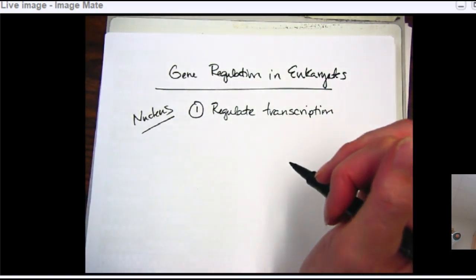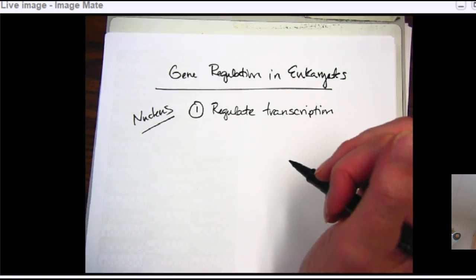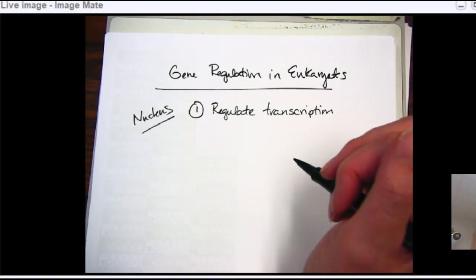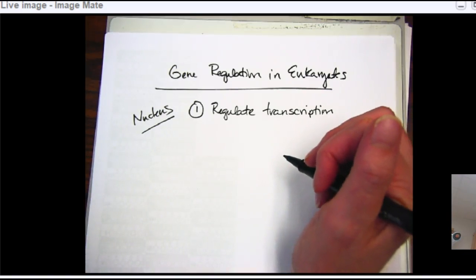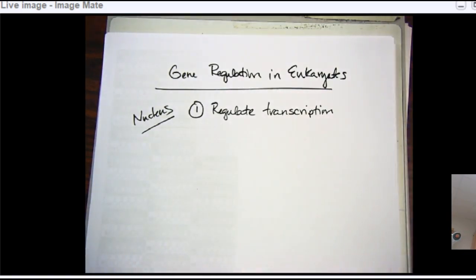Anybody remember some ways that eukaryotes can have transcription regulated? We talked about like licking rats. You guys were laughing when I had a mom lick a baby rat. Yeah, I see Brandon like coiling and uncoiling.